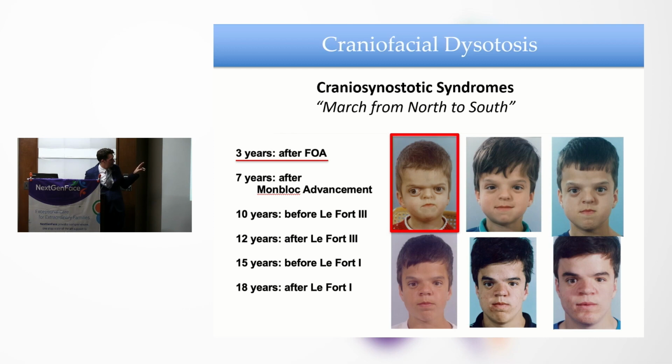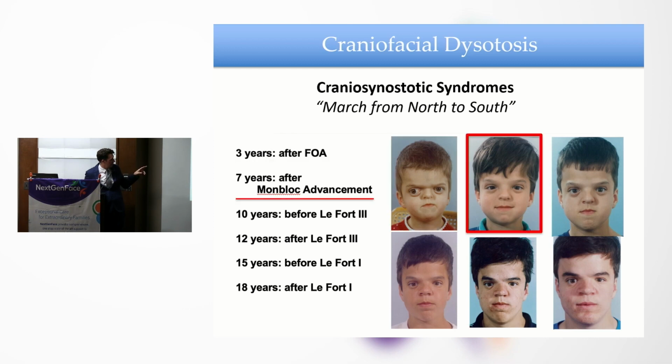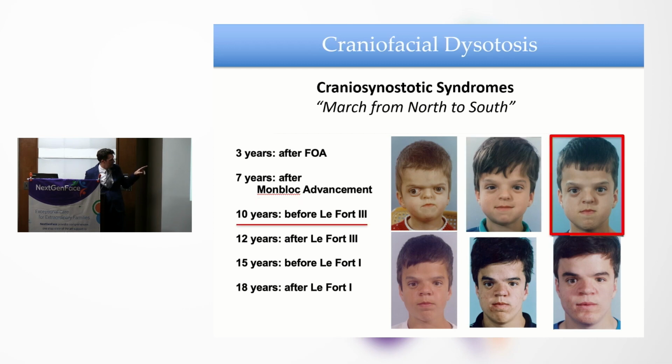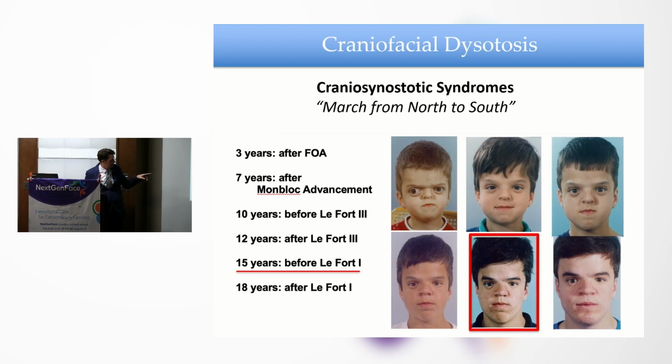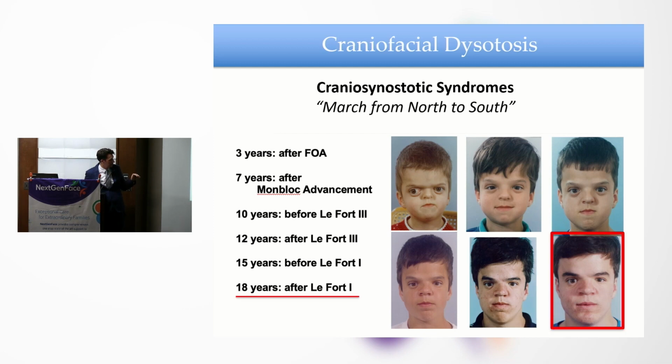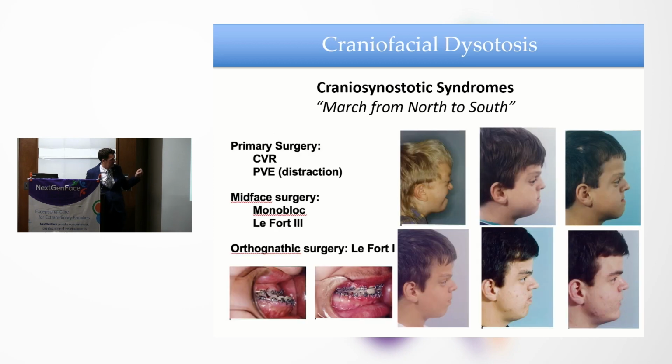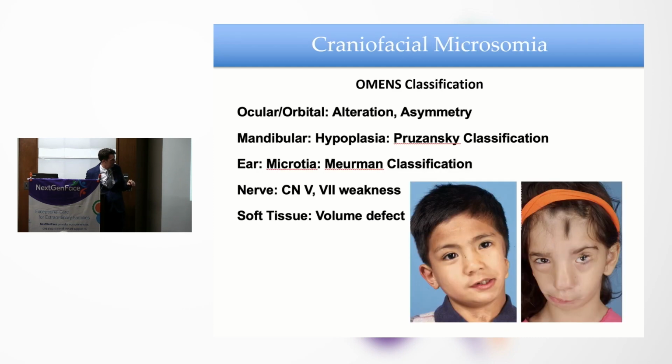So this is after the frontal orbital advancement, the overcorrection. This is after a monoblock, we fix the face at 7 years of age, at 10 years of age, right before Lefort 3 surgery at 12, and then right before his orthognathic surgery, which is at Lefort 1, then afterwards. So multiple surgeries from the top down, depending on the growth of the patient. So some of these patients need multiple surgery throughout their childhood. You can see the lateral changes as well, and you can see what we do from the top, primary surgery, mid-face surgery, and then orthognathic surgery to get our correction.